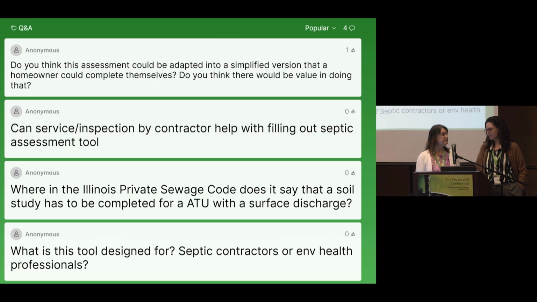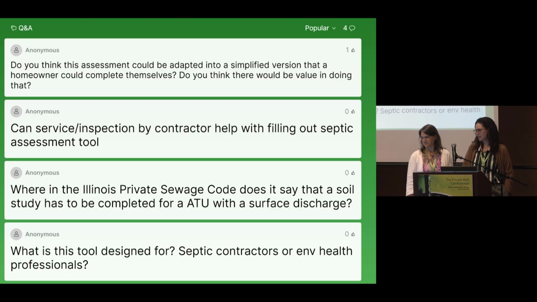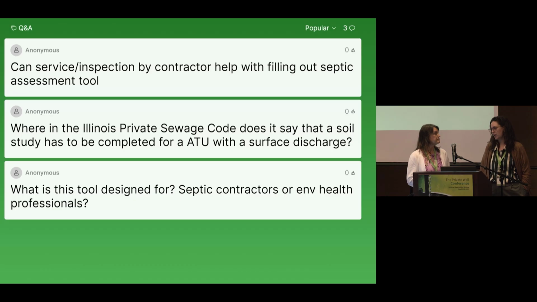The next question: can a service inspection by a contractor help with filling out the septic assessment tool? I think that would be a great help. Obviously you do want a professional filling out this septic assessment. But if you call a contractor who has serviced this system, you can definitely ask them questions for this. That would be a great resource, especially if you are in System B's scenario where you just don't have any information based on the permits.